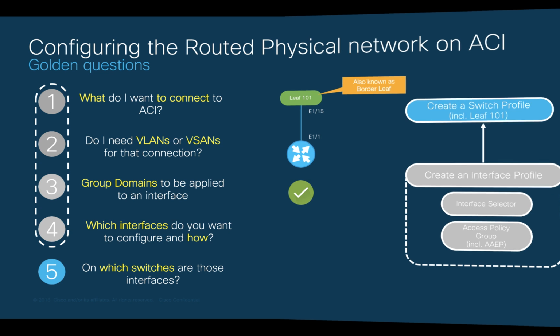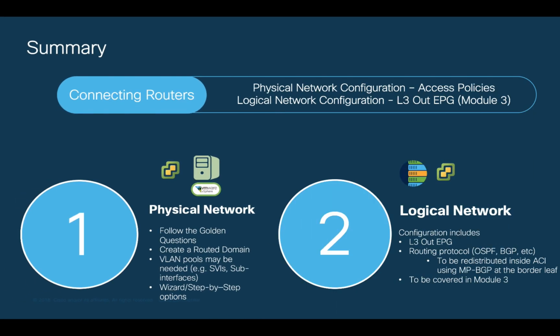As a summary, we learned how to perform the physical network configuration for a routed connection. As long as you follow the golden questions, you should be fine. Remember that we will cover the logical configuration in Module 3, where we will learn how to configure routing protocols and more.